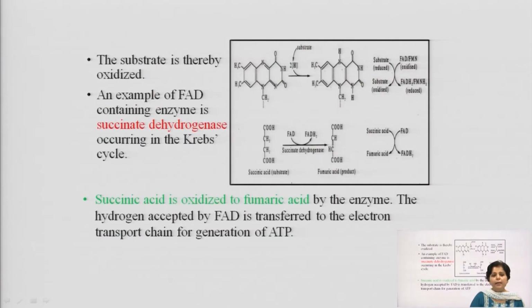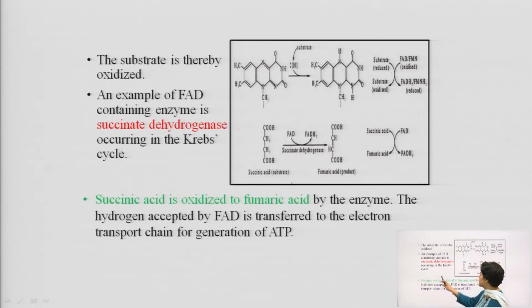The substrate is thereby oxidized. An example of an FAD containing enzyme is succinate dehydrogenase, occurring in the Krebs cycle. Succinic acid is oxidized to form fumaric acid by the enzyme succinate dehydrogenase. The hydrogen accepted by the FAD is transferred to the electron transport chain for the generation of ATP, right?